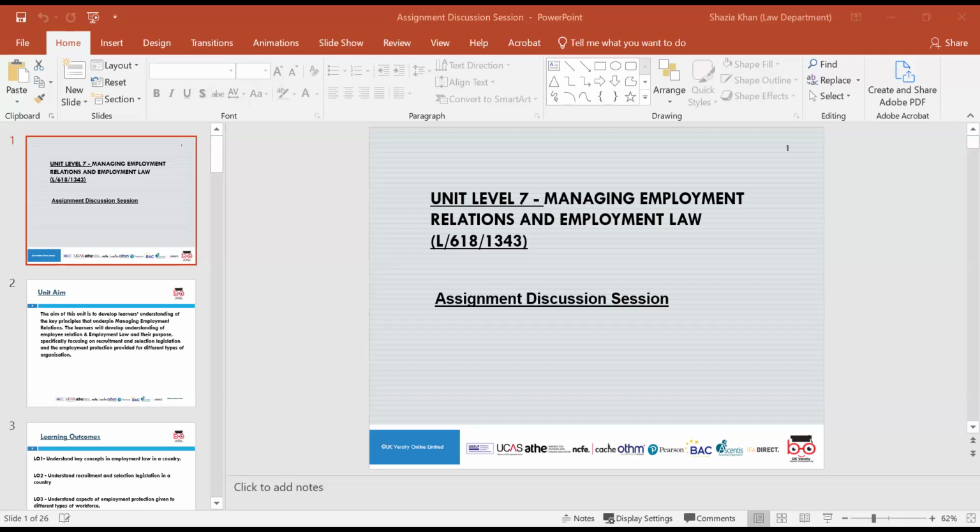We looked at the ACAS arbitration scheme, which was set up on 21st of May 2001, and the procedure around that. We looked at the protected characteristics within discrimination, which are age, disability, gender reassignment, marriage and civil partnership, maternity and pregnancy, race, religion or belief, and sex. We looked at examples of unfair treatment of an employee.